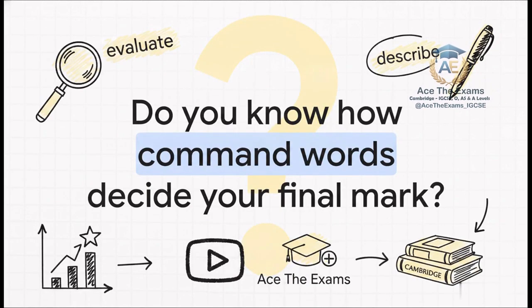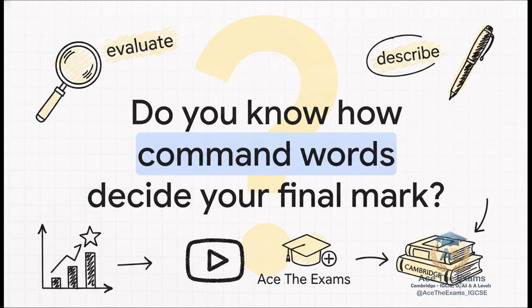So you now have the ultimate 4-step framework to build a top-band answer. But here's the massive, unresolved problem we're left with. This whole framework is completely useless if you misinterpret the exam question in the very first place. Do you actually know how the specific command words, like evaluate versus describe, decide your final mark band? Well, in our next explainer, we are unlocking the command word secret that dictates your final grade.